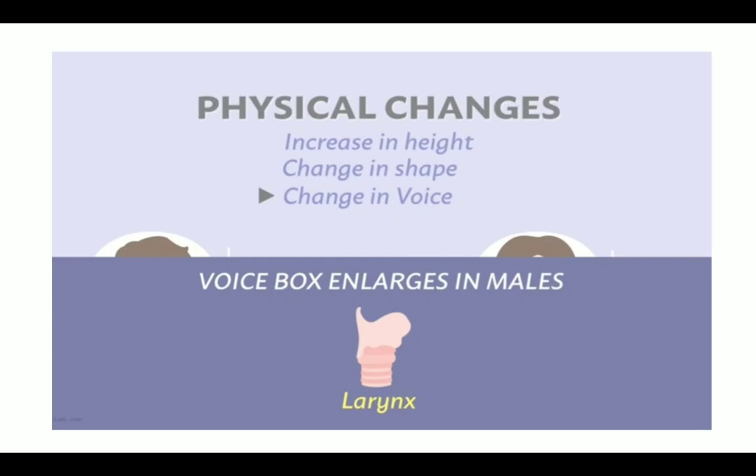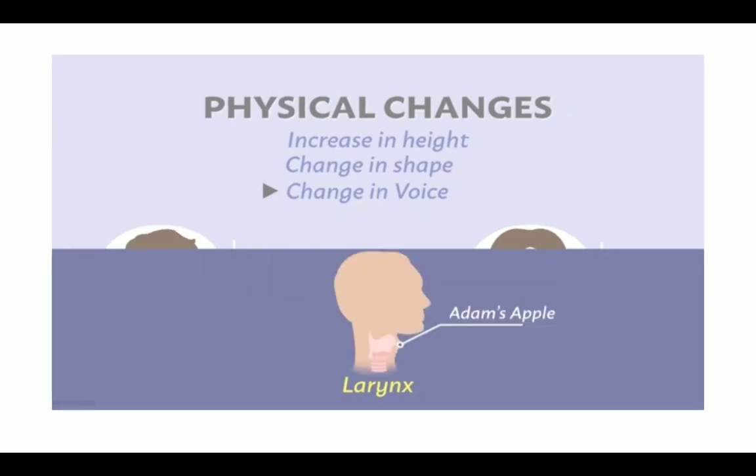For male, there will be enlargement in the voice box. Voice box, we otherwise say larynx. So for male, there will be enlargement in the voice box. That's what we call Adam's apple. This can be viewed for the male. In the throat area, you can see some enlargement. That's due to the enlargement of the larynx. This is quite natural for male and not for female.